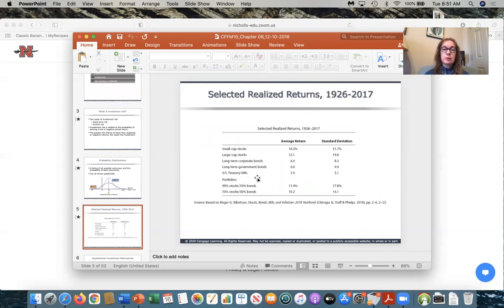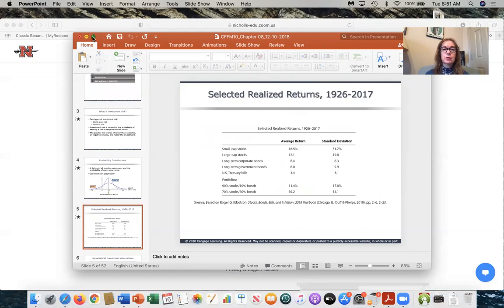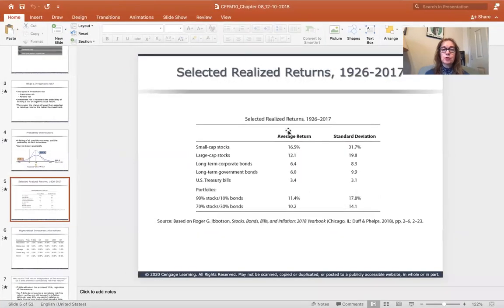All right, so let's look at some of these realized rates of return. Generally, we consider T-bills to be risk-free, even though they do have a small standard deviation. But this just shows you, let me make this bigger here for y'all. Okay, so this just shows you over time what the average return has been for different types of investments and what the standard deviation has been. So you can look at the risk and return for each of these.